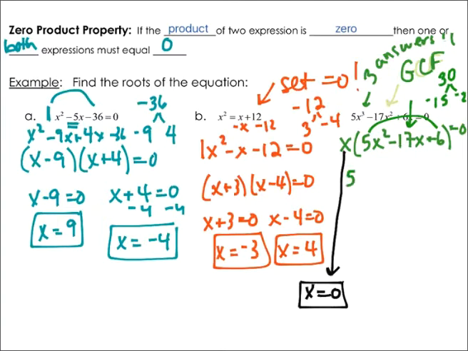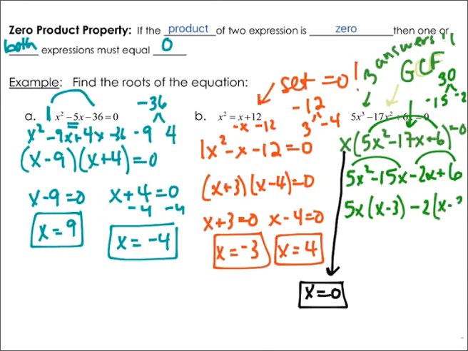Write out your 4 terms. 5x squared minus 15x minus 2x plus 6. And it still equals 0, but now I ran out of room. Okay, GCF in the first group here is going to be a 5x, and I'm left with x minus 3. The GCF in the second group is going to be -2x minus 3. You can always distribute to check to make sure you're doing it correctly. So -2 times x is -2x, -2 times -3 is +6.